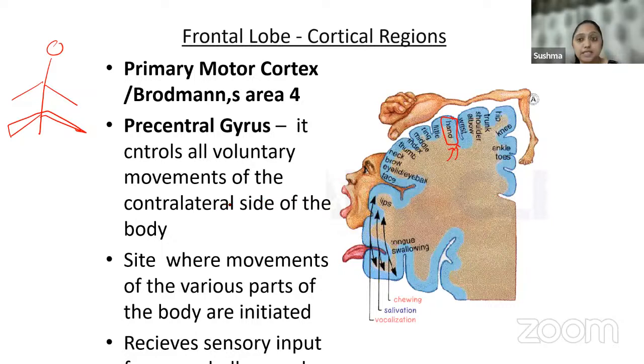And this is called the sensory homunculus, wherein the body is actually represented upside down. As you can see, the ankle, toes, knees, and all of this lower limb comes first. Then I have the upper limb, and then I have head, neck, and face. Correct? This upside-down representation is what is called a sensory homunculus.